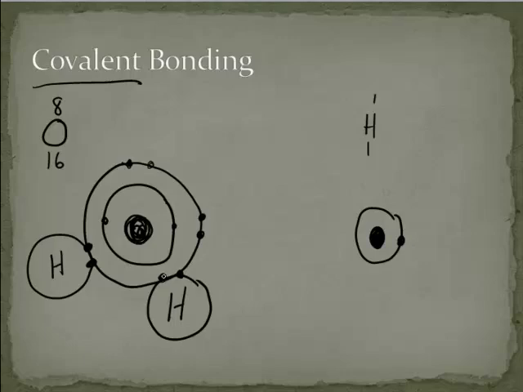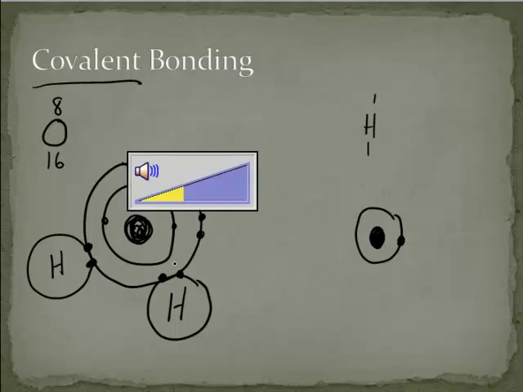Now hydrogen has 2, this one has 2, oxygen has 8, everybody's happy. This is called a covalent bond. The reason it's a covalent bond is because we're sharing electrons. Nobody is giving or taking electrons. It's a sharing of those electrons.